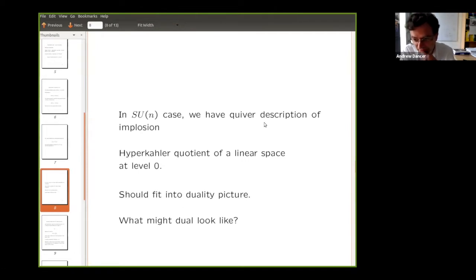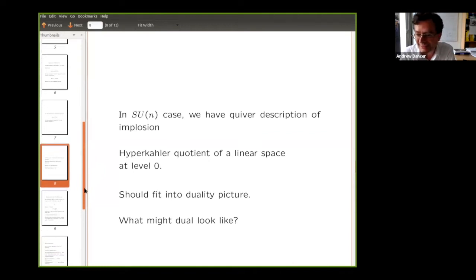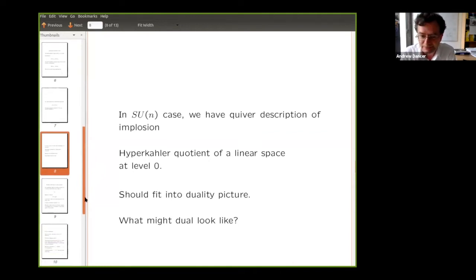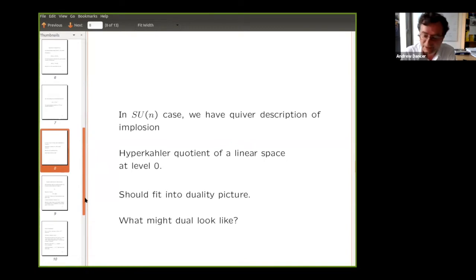So the question we got thinking about when we were in Banff was what might the dual look like if this is the Higgs branch? What is the Coulomb branch? So we've been exploring some interesting spaces which are nice candidates for the Coulomb branch of the implosion. Certainly the various numerical checks one can do seem to check out. They seem to mimic the desired properties of the Coulomb branch of the hyperkähler implosion.